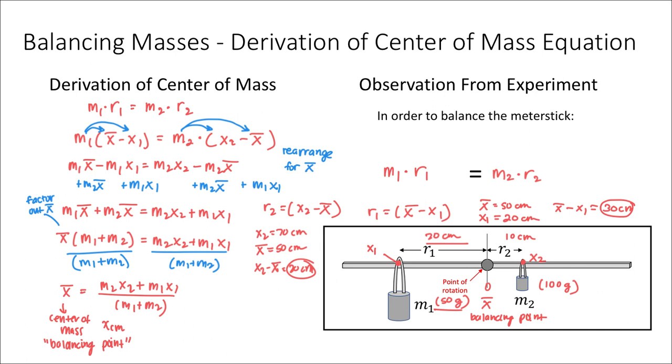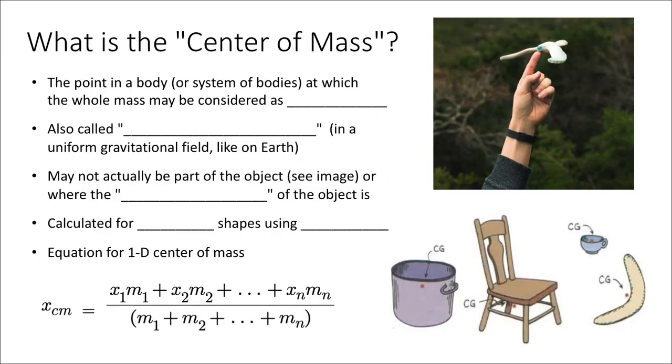And so now we have an equation that could help us calculate the center of mass very easily if we know the masses that are being used and the positions that they are from whatever point we define to be the origin. And so just to take a moment now to define center of mass, since we're more familiar with it, it can be thought of as the point in a body, or in the case of the meter stick and the masses, those were many bodies thought together as a system, at which the whole mass may be considered as a single point, right?